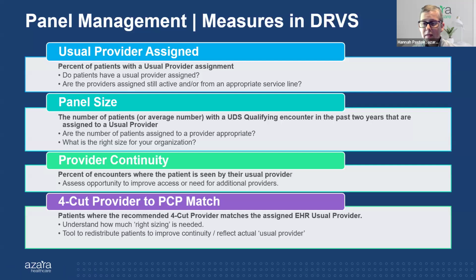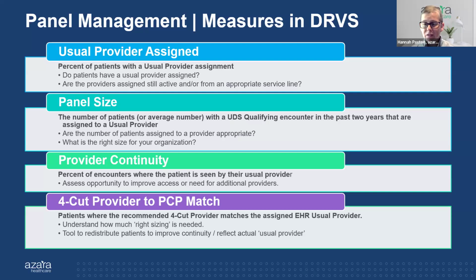So Drives has a number of ways that can help you in your empanelment activities. There are 4 measures we're going to talk about today, as well as a dashboard. And I think all of these things can help you. For example, usual provider assigned is going to look at how many patients are assigned to a usual provider versus how many are not. Panel size, kind of self-explanatory, but this will be how many patients are assigned to a given provider.